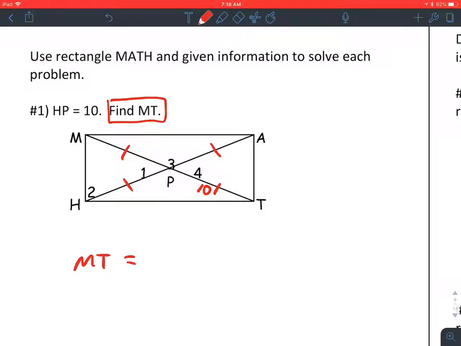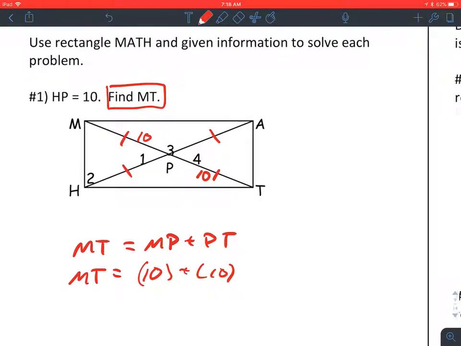So MT is going to be equal to MP plus PT. That's the segment addition postulate. And since both MP and PT are 10, that's going to make MT, sounds like I'm saying empty, 20. Moving on.